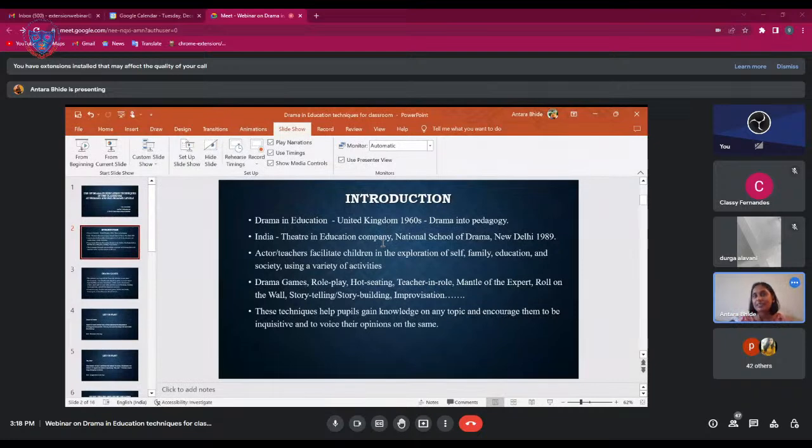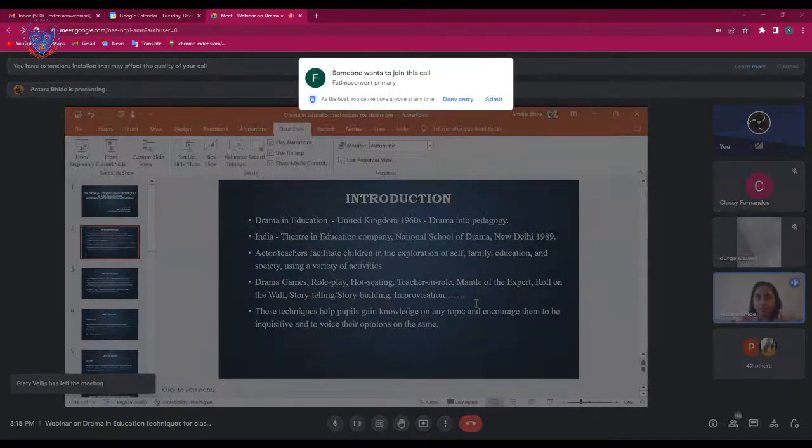But there is going to be role play. Role play is the most important part of DIE and the most important part of drama in general. So we are going to have to do that and be prepared. We are going to do that a lot. These techniques that we're going to use, including role play, don't just help the pupils, that is the students, to gain knowledge.